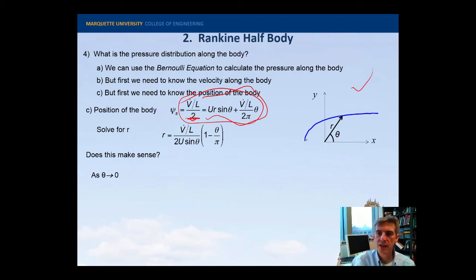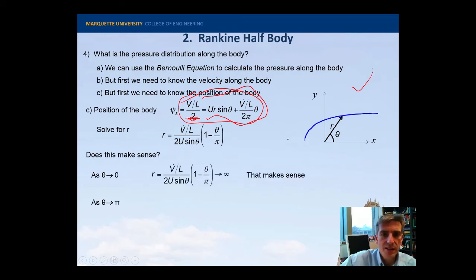Well, it looks like r would have to go to infinity, right? If this is the Rankine half body and that body extends to infinity, then r should go to infinity as theta goes to 0. Is that what happens in our expression? Let's see here. If theta goes to 0, then this goes to 0. That's fine. 1 minus 0. And then, I see here, if theta goes to 0, sine theta goes to 0. So that's, and this is a constant in the numerator, so that's a constant over 0. That does, in fact, asymptote to infinity.